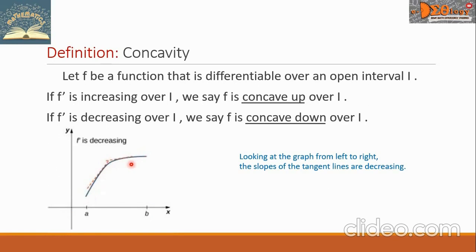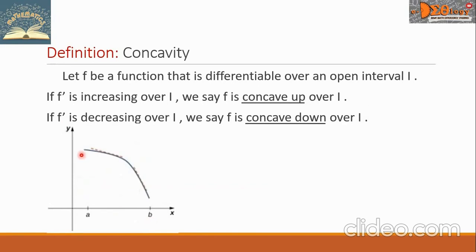In that case, we say that the derivative is decreasing over the interval from A to B. We know that if f prime is decreasing over the interval, we say that the function is concave down over the interval from A to B.